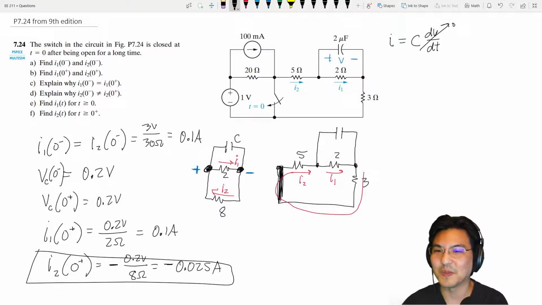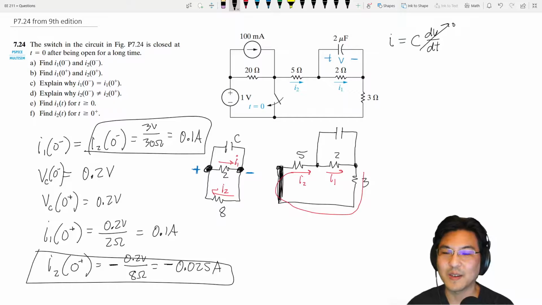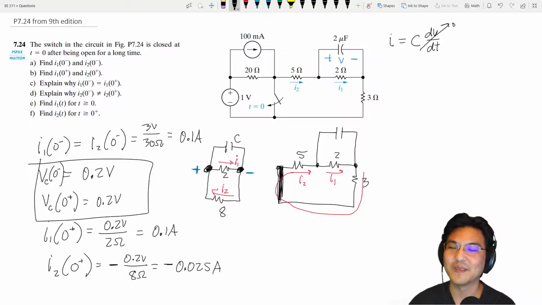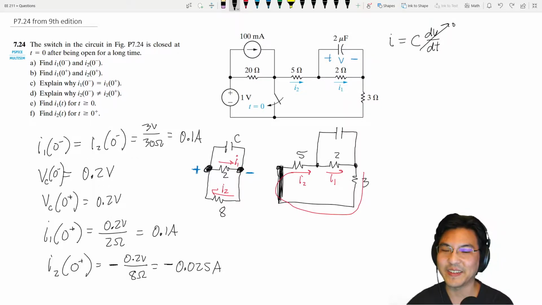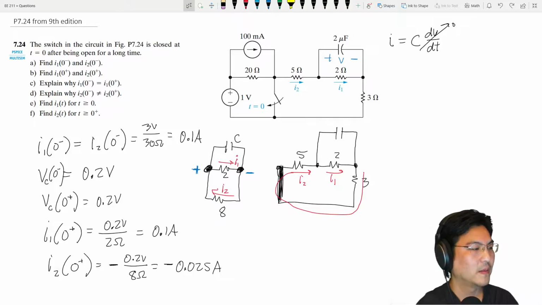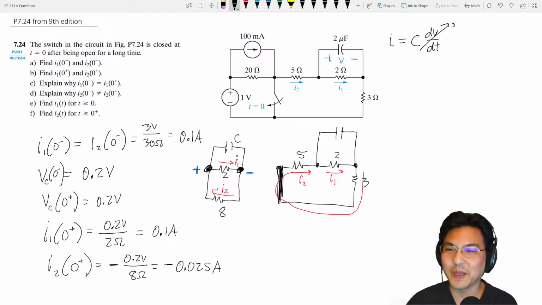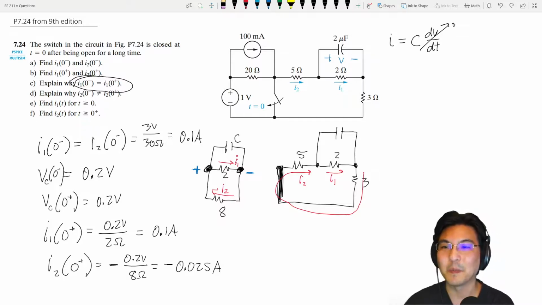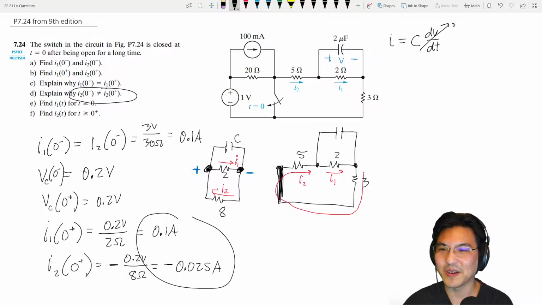This compared to this. That current could change in a resistor instantaneously, no problem. The current can change through a capacitor instantaneously, no problem. It's just the voltage that cannot change across a capacitor instantaneously. And in fact, that is exactly why part C. That's why, because what I just said, the voltage across the capacitor cannot change instantaneously. But it could definitely change across a resistor, right? No problem, as we see right here.